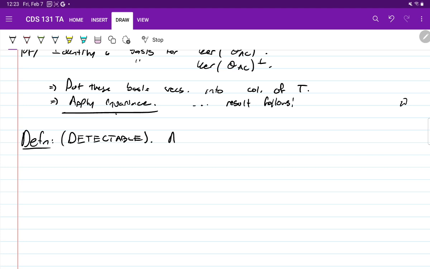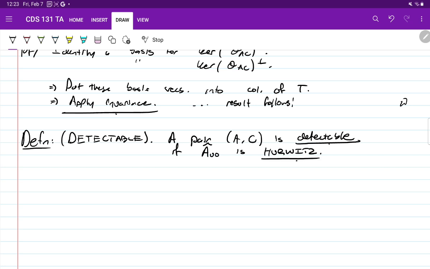So we say that a pair (A, C) is detectable if its unobservable part, A hat unobservable, is Hurwitz. The basic idea is that if the part of the system which we cannot observe is already stable, then our system will be detectable.